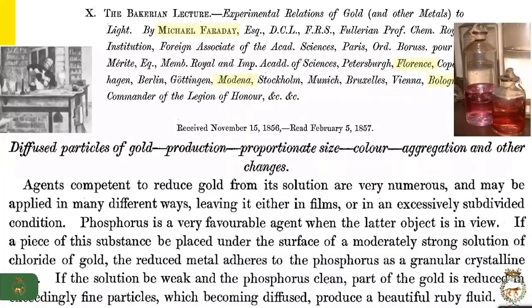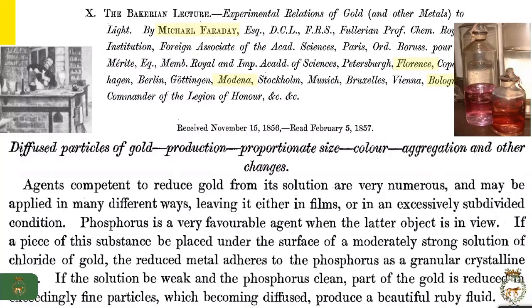And in part of this article, he refers to diffused particles of gold, describes its production by using chemistry, the relationship between size and color and aggregation state, and some other changes. So this is actually also a sort of prediction of what would come in the field of colloid science. And some of the samples that Faraday produced in the 1850s can still be seen at the Faraday Museum in London, and you see a picture here.